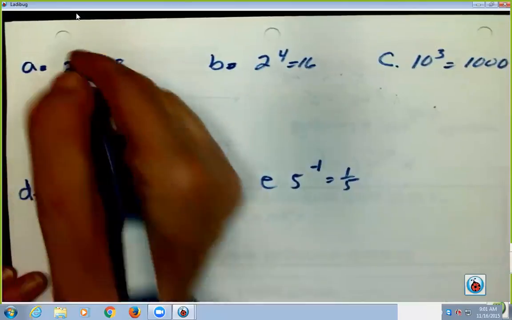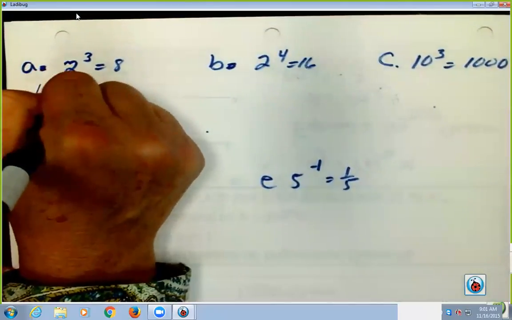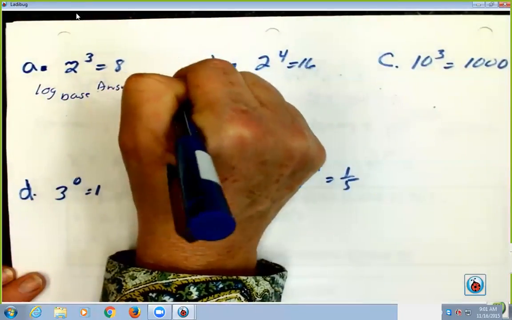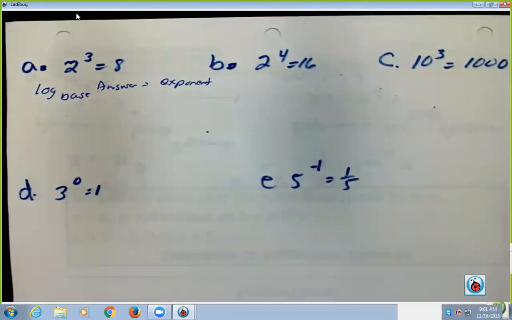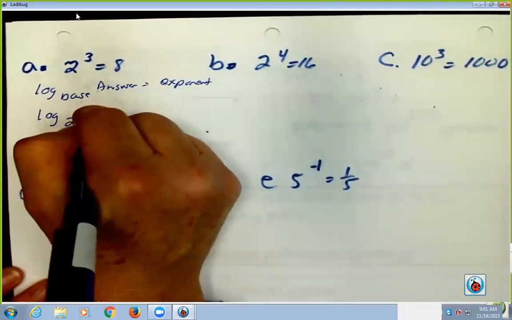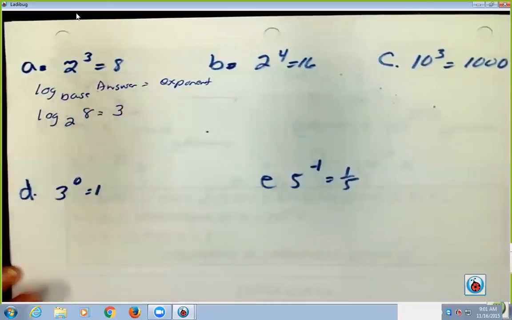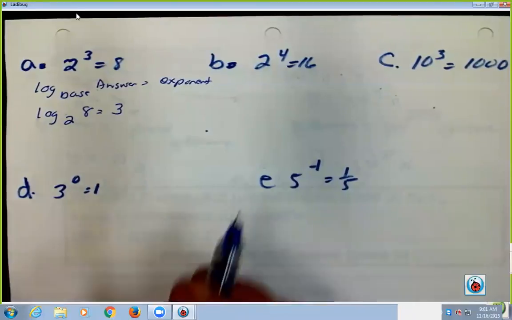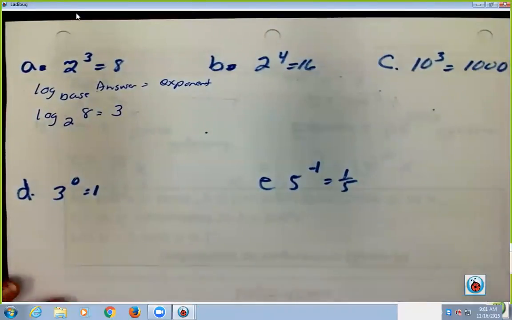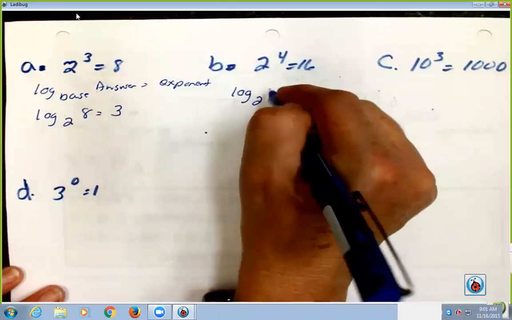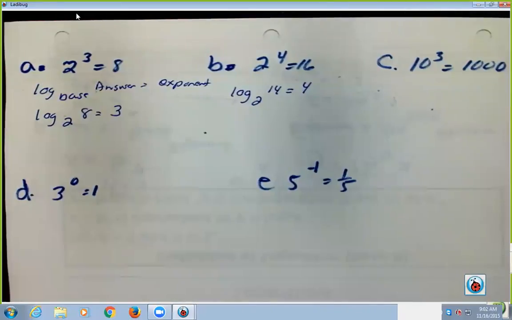We've got a bunch of them in here, so let's see what we can do. In my log format, it's log, base, answer, equals exponent. So we'll put that in place and see if we can write this into logs. We've got log, base is 2, answer is 8, is equal to 3, the exponent. So it's that pattern. What happens with this next one? The next one is log base 2, the answer is 16, the exponent is 4.